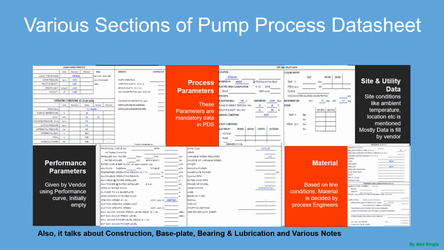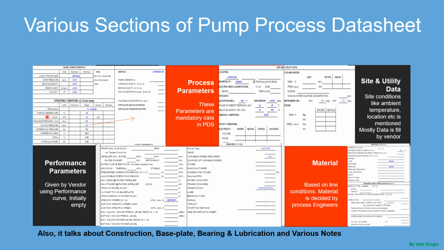In any of the pump process data sheets, there will be a few sections, for example, process parameters, site and utility parameters, performance parameters, material. Not only this, but related to construction, base plate, bearing, lubrication, and along with various notes. So process parameter is one of the sections which is mandatory. All the mandatory data will be filled in this part. For example, the fluid type, what kind of fluid this pump is going to handle, what is the vapor pressure, relative density, specific heat, viscosity, right? Net positive suction head available, pumping temperature, flow rate.